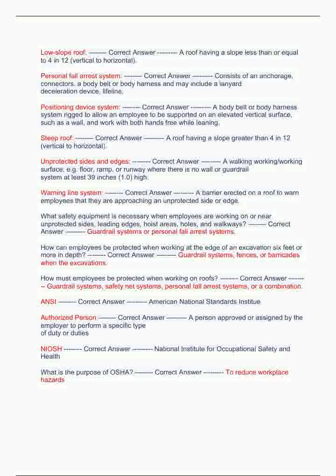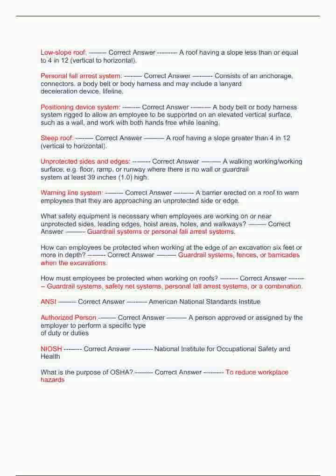Low slope roof. Correct answer: a roof having a slope less than or equal to 4 in 12, vertical to horizontal. Personal fall arrest system. Correct answer: consists of an anchorage, connectors, a body belt or body harness, and may include a lanyard, deceleration device, lifeline. Positioning device system. Correct answer: a body belt or body harness system rigged to allow an employee to be supported on an elevated vertical surface, such as a wall, and work with both hands free while leaning.